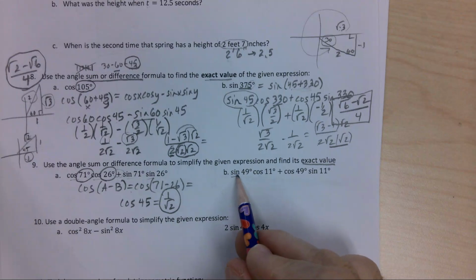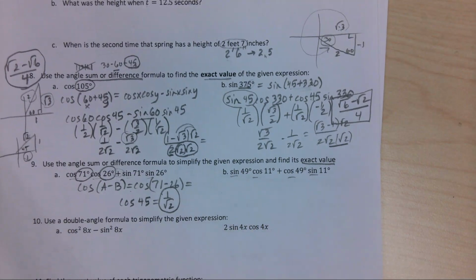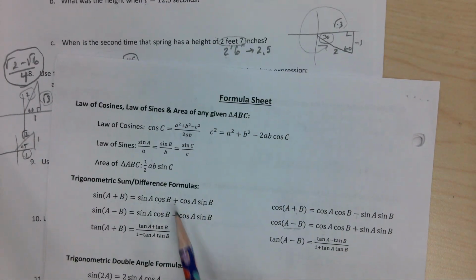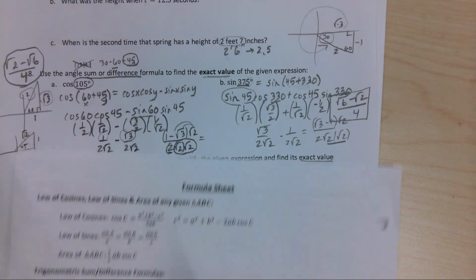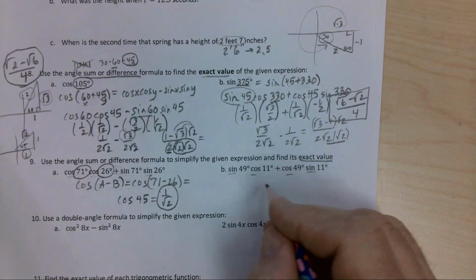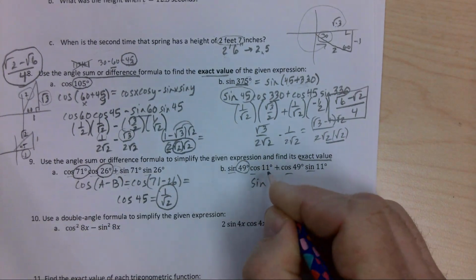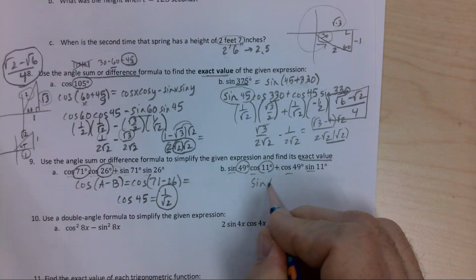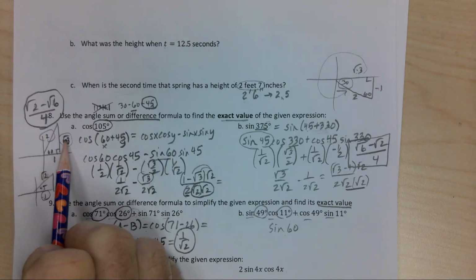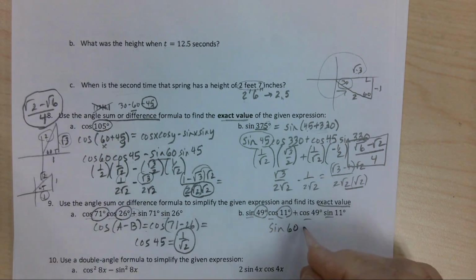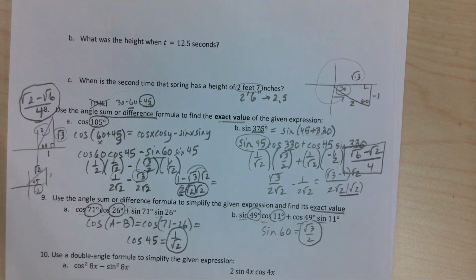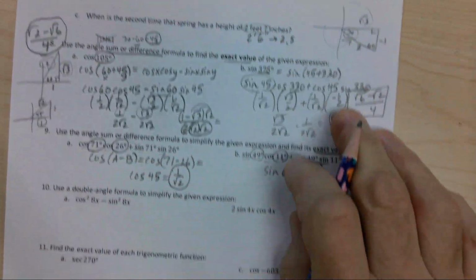So we got sine, cosine, cosine, sine. Let's look for that one. Sine, cosine, cosine, sine with a plus. So that means we're going to use this one, sine of a plus b. So sine, add this to this, and we're just going to get 60. So we can steal this drawing over here, opposite over hypotenuse, square root of 3 over 2. There's our final answer. All right, these are more typical.